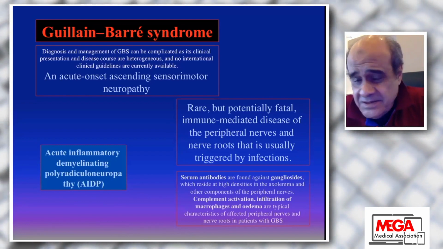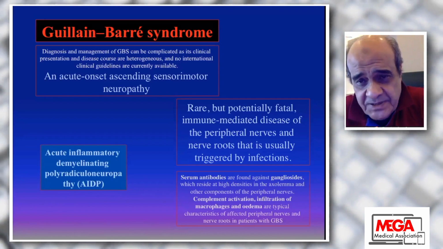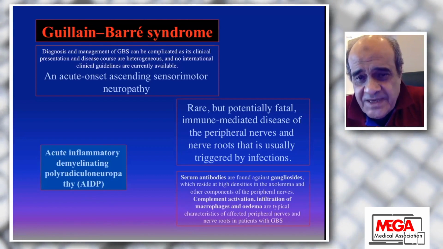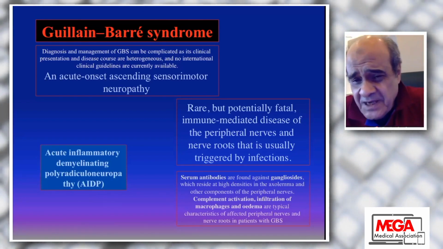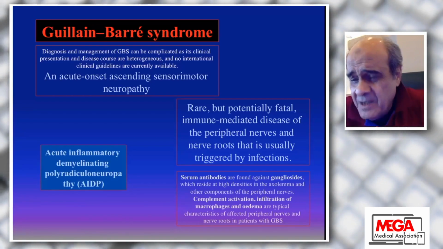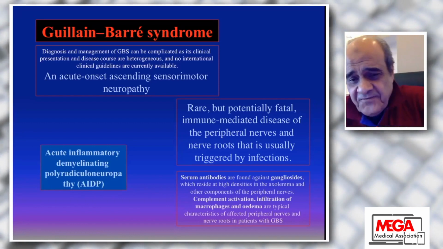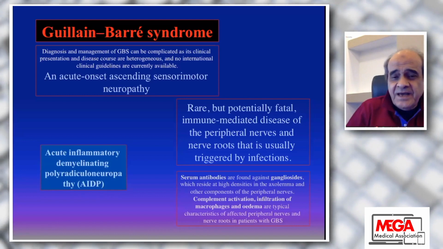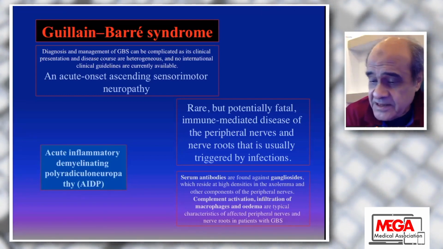It is a rare but potentially fatal disease, an immune-mediated disease of the peripheral nerves and the nerve roots, usually triggered by previous infections, even subclinical infections, such as infection with influenza, maybe cytomegalovirus, Epstein-Barr virus, some pneumonia, and even vaccination, especially vaccination against influenza.